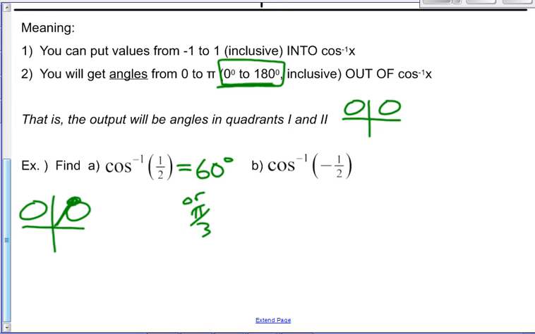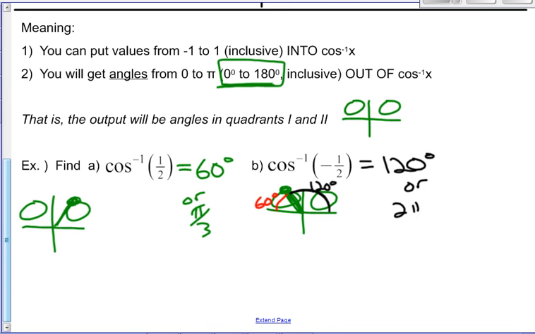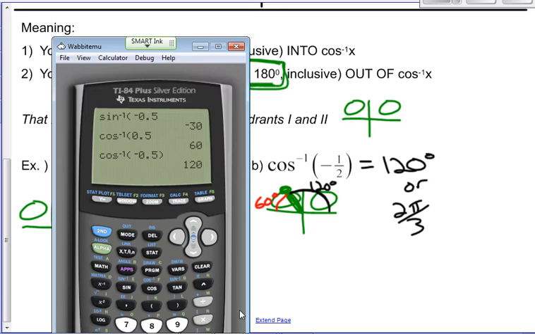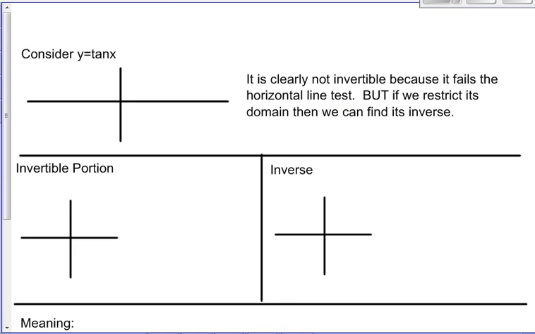The cosine of -1/2, out of these two quadrants, cosine is going to be negative over here. It has a reference angle of 60, but in standard position, this angle, we call it 120, or 2 pi over 3. And that makes sense because our output needs to be between 0 and 180. And we actually already did this one earlier. You can see there, we typed in inverse cos of -0.5, and it gave us 120. So we're matching up with our calculator's interpretation of inverse cosine.